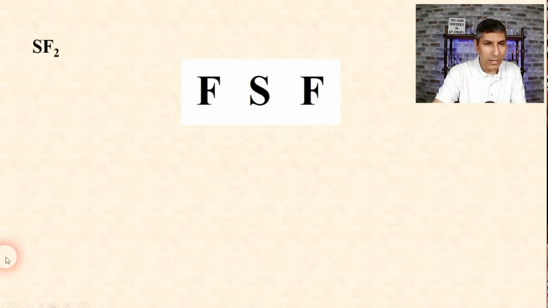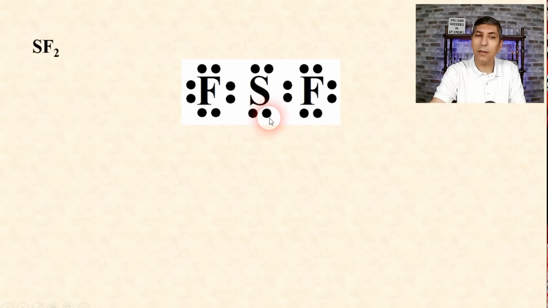And so every fluorine atom has 7 valence electrons, so I'll put 7 dots around that fluorine and 7 dots around that fluorine. And then the sulfur is going to have 6, and so we have 6 dots there. And everything is trying to have 8 for the most part.